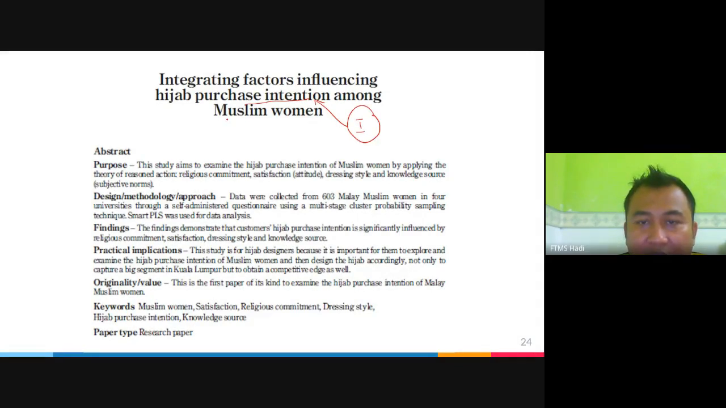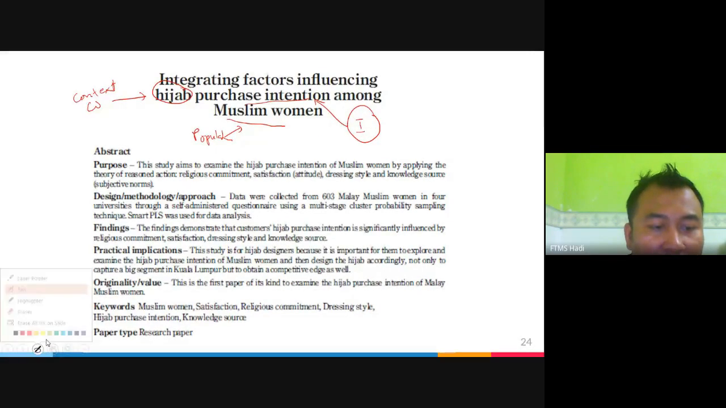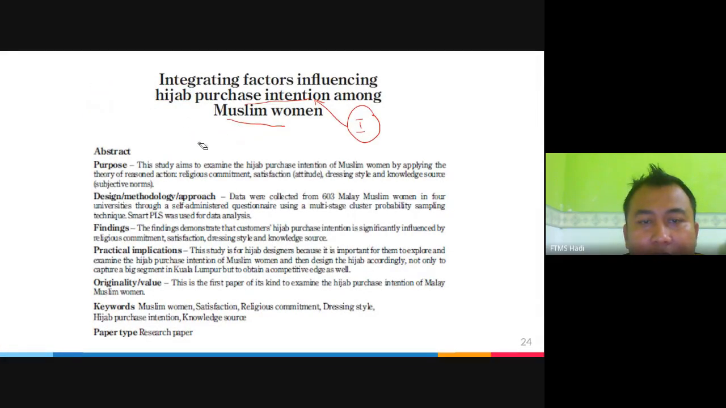Muslim women will be your population, and the context here is hijab. So this topic has PICO as well, as I mentioned to you earlier. You see, this is the way that they write an abstract.